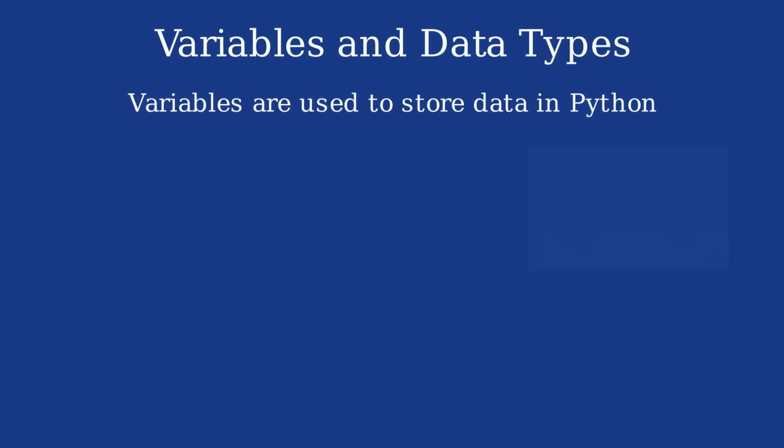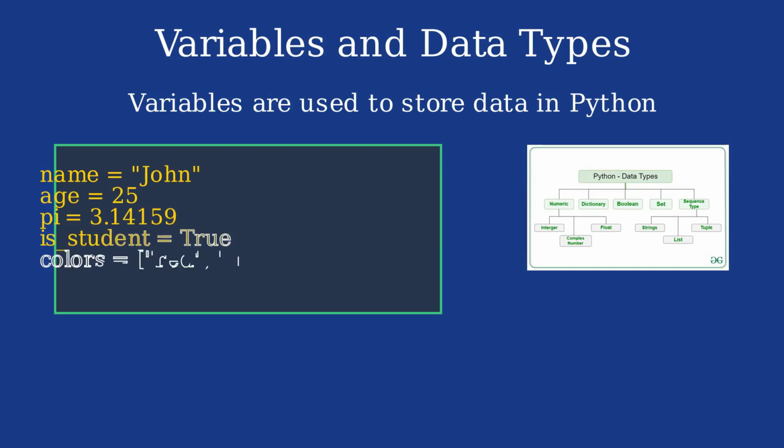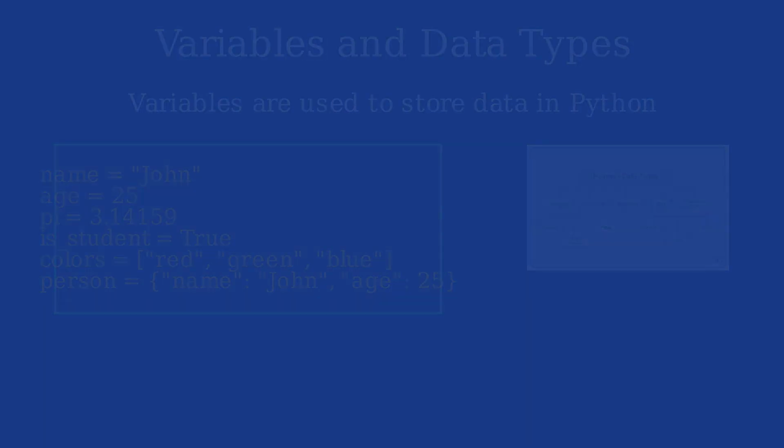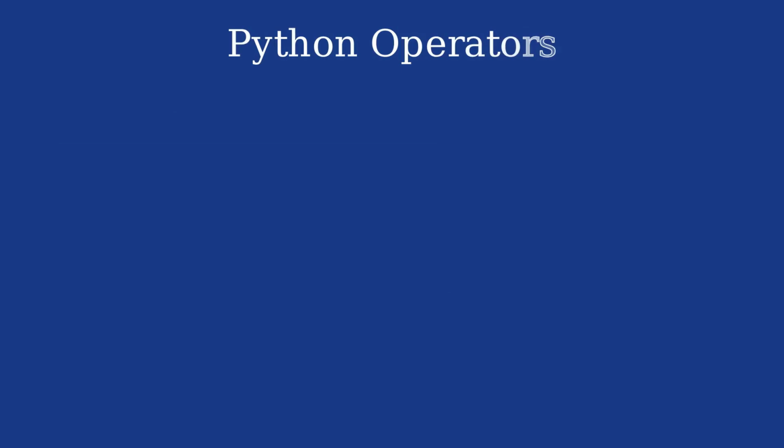Variables are used to store data in Python. For example, name = "John" assigns the string John to the variable name. Python supports various data types, including strings, numbers, booleans, lists, and dictionaries.